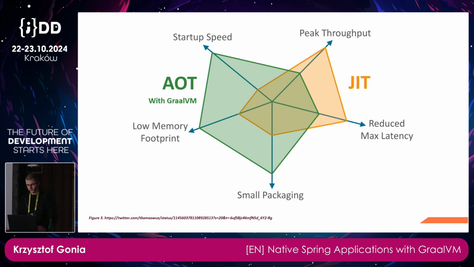So what are the benefits of that? We have faster startup, and we will see how much faster it is on the Spring example. We have a low memory footprint and small packaging. We'll talk more about the low memory footprint later. But there are also some disadvantages: we don't reach the peak throughput and max latency.